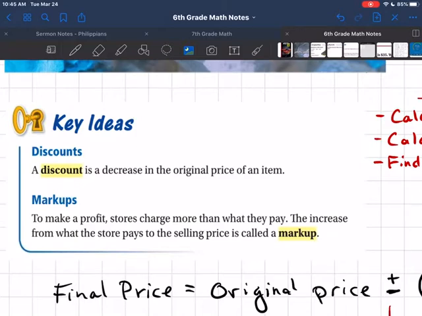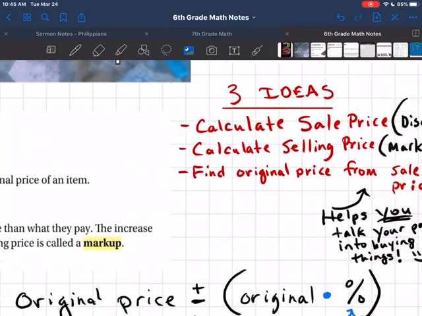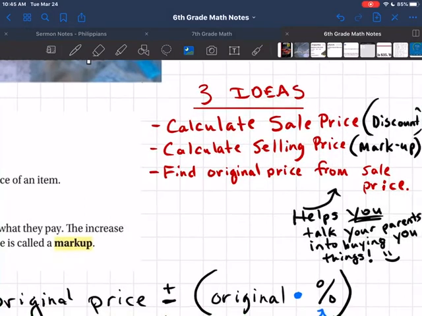Okay, so the book gets a little confusing on this, so I definitely want to do this video because I think that I have a kind of an easier way to think about this. I think that discounts and markups are basically the same thing with one difference. One is adding and one is subtracting. Okay, so the three ideas that we're going to learn in this section is how to calculate the sale price. Okay, so what is the price after you put it on sale? And that is using the discount, okay?